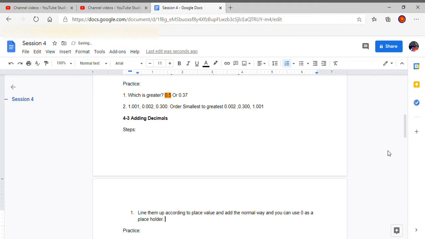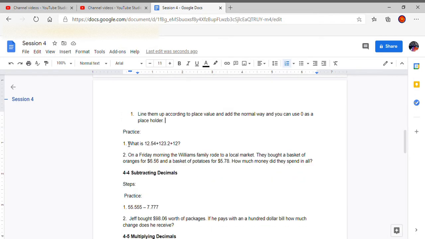Like if one of them has a tenths place, but the other one has a hundredths place. Since the first one doesn't have a hundredths place, you can use 0 in the hundredths place for that. So practice. Pause the video and do these two, and I will shortly go over it. Okay? Hopefully you paused it. If not, I shall be going over it.